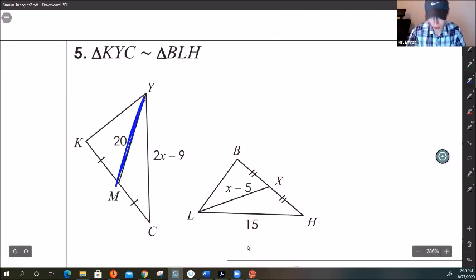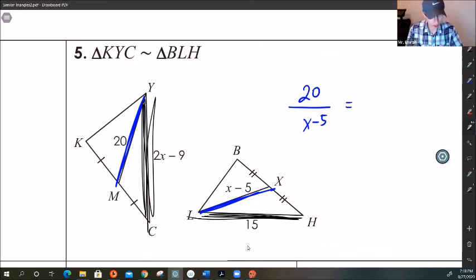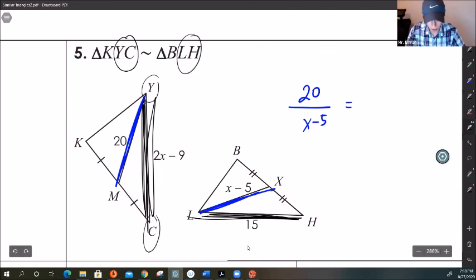Median is given to me. So medians are corresponding to each other. So x minus 5 is going to be equal to the longer side here, which is 2x minus 9, and the longer side is actually given to me, 15. Also, if you're not sure if these are the side lengths that are proportional, you can check the letters too. YC is indeed corresponding to LH. Okay, so that has to be 2x minus 9 to 15.